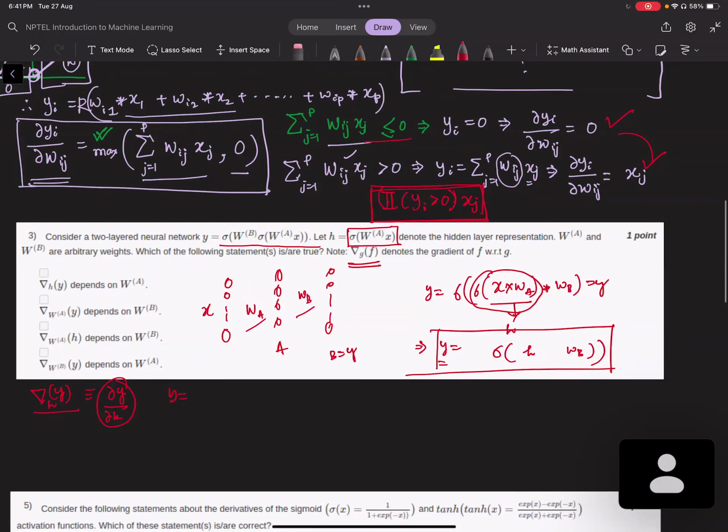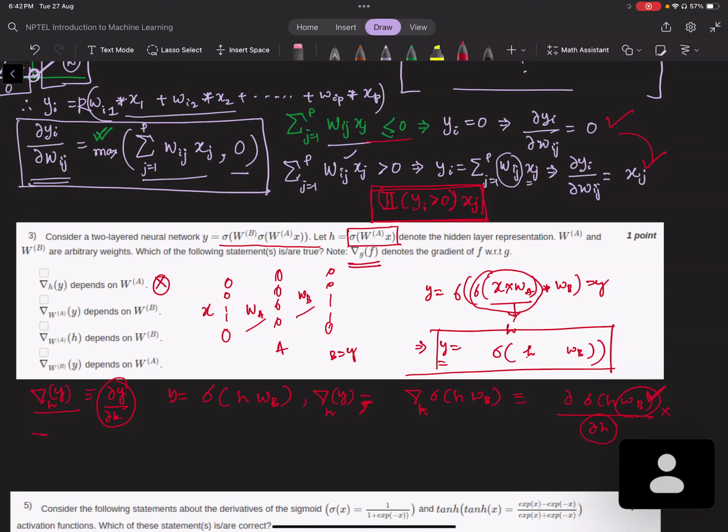So Y equals sigma H WB, because we replaced with H. If we take gradient of Y with respect to H, we will be needing WB, because this will be gradient of sigma H WB with respect to H, which is equivalent to dou sigma H WB by dou H. Since we are differentiating with respect to H, we only need WB. We don't need WA. So hence option A would be wrong.